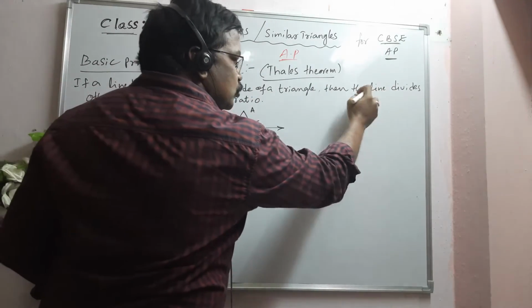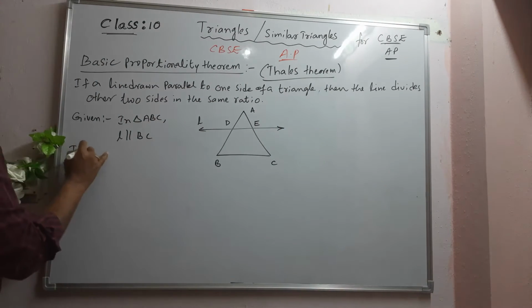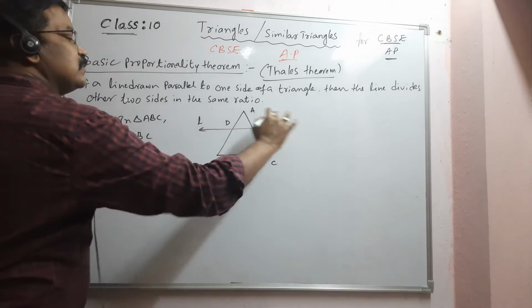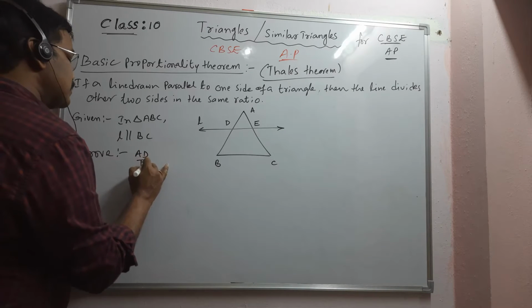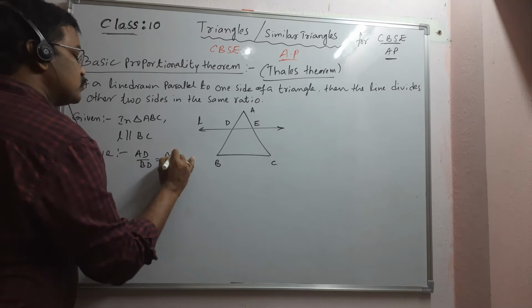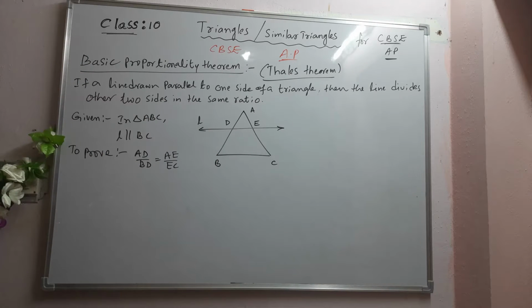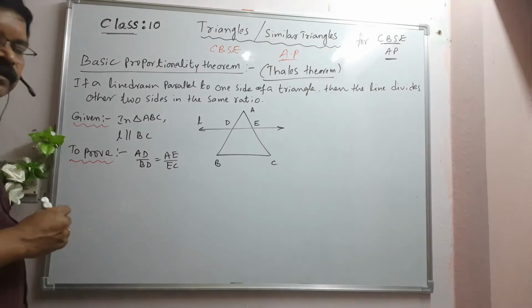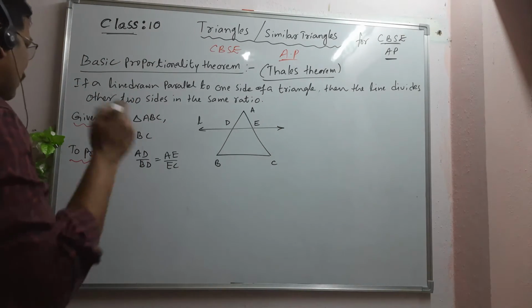So what do we have to prove? Then the line divides the other two sides in the same ratio. That means what is to be proved? To prove this line divides these two sides in the same ratio, means AD by BD is equal to AE by EC. That is to be proved. Required to prove AD by BD is equal to AE by EC. Okay, very good. What next?